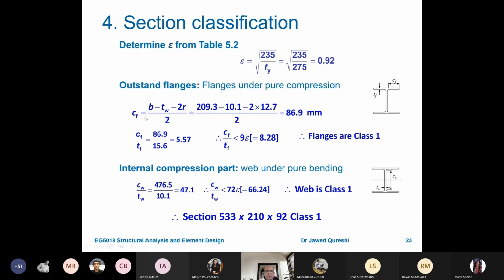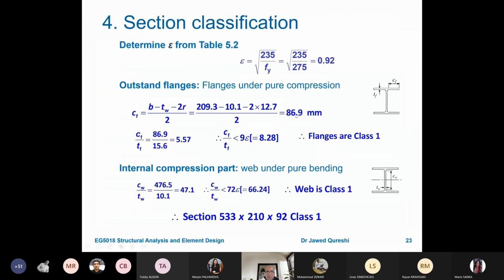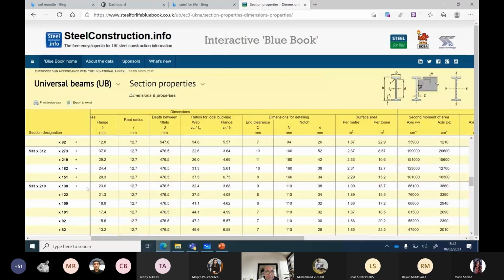For the flanges, CF, this is the formula for CF: B minus TW minus 2R, divided by 2. B we have found out here, 209, minus TF, which is 15.6, minus 2 times R, which is 12.7, divided by 2. We get this CF, and CF over TF is 5.57, which is less than 9 epsilon. 9 epsilon is the limit for class 1. If you go back here, you could see that this section has CF over TF of 5.57, which is directly given here as well.